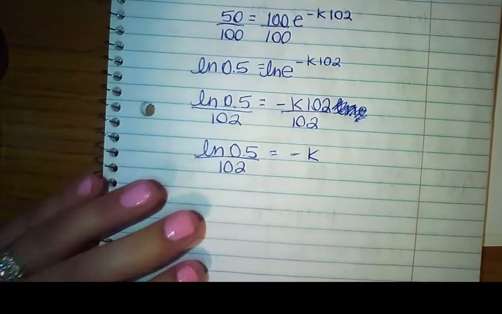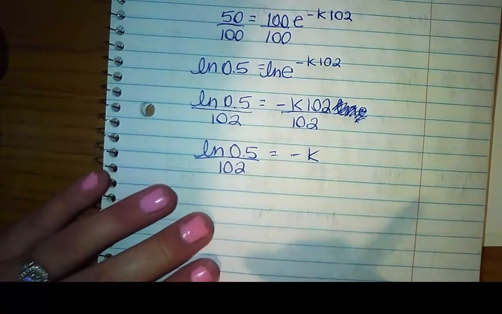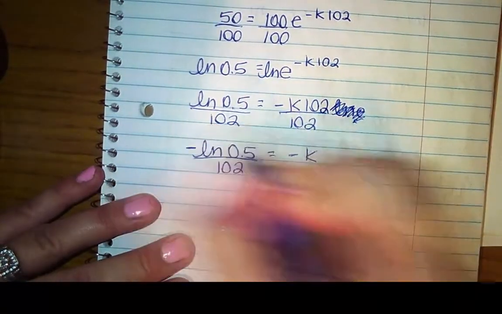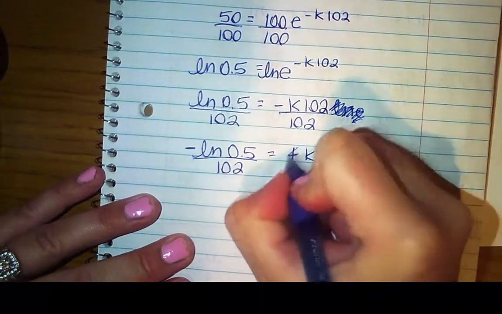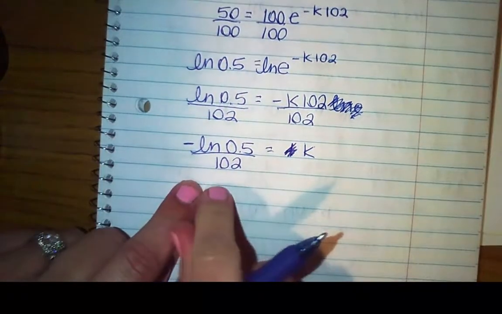Well, I don't care what negative K is. I care what positive K is. So I'm going to multiply both sides by -1. So this is now negative, which makes that positive. Okay. So K equals this mess right here.